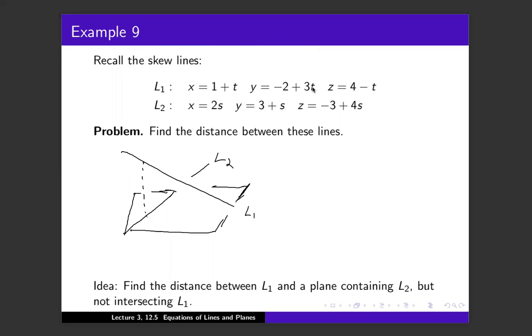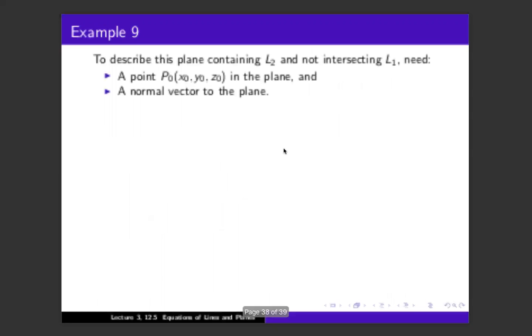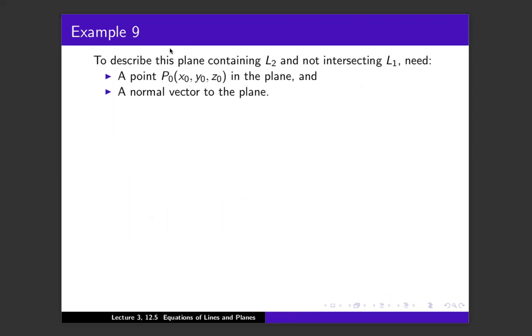Okay, so let's keep going. How are we going to do this? Just to draw the figure again, we've got our weird line. There we go. So there's L2.